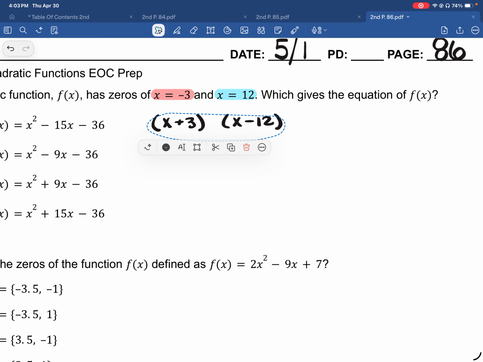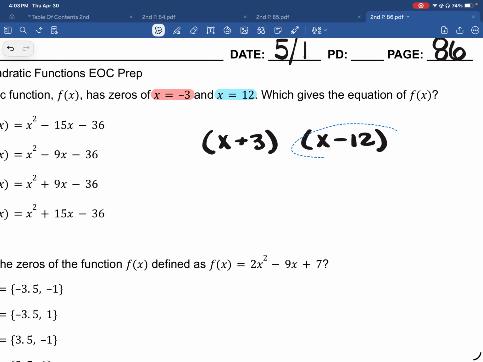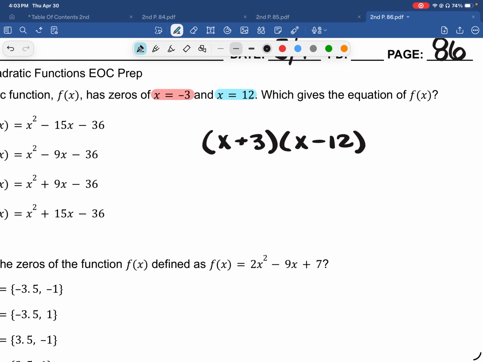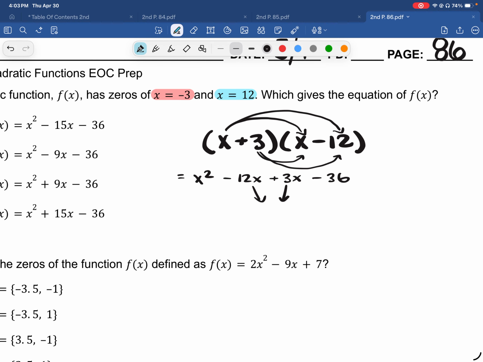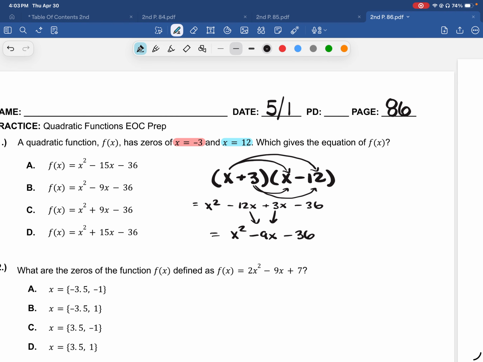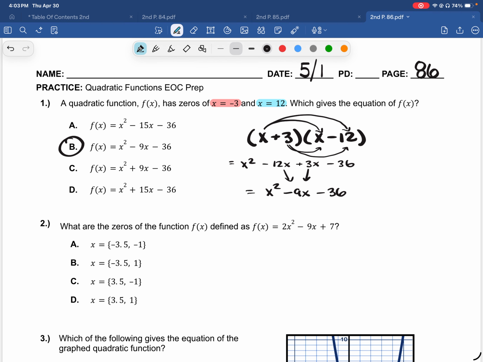Well, once I've got those, I can just double distribute. So x times x is x squared. X times -12 is -12x. 3 times x is positive 3x. And 3 times -12 is -36. In the middle, we've got some like terms. -12 and positive 3 add to -9x. So your answer is x squared minus 9x minus 36, which is option B.